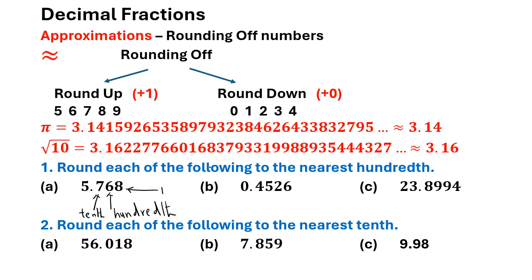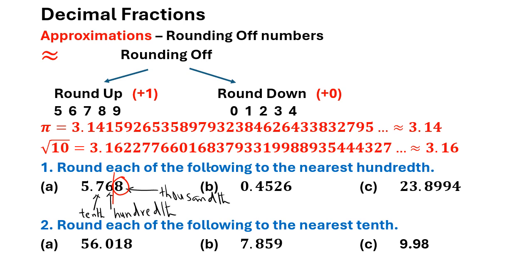8 is the thousandth place. So since we're rounding this to the nearest hundredth, we are going to draw a line here after the hundredth place, and then we're going to look at 8 to see if we need to round it up or round it down.